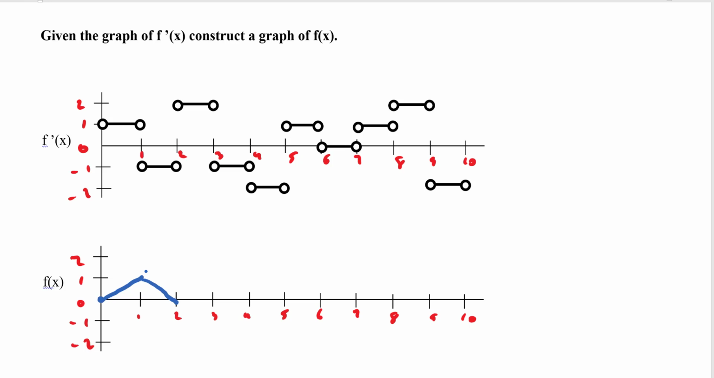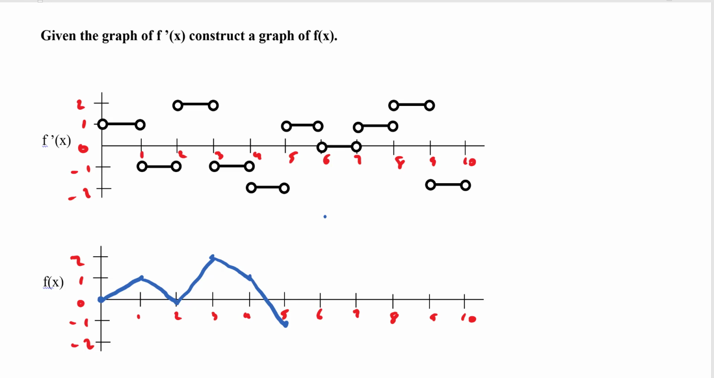Okay. From 2 to 3, the slope is 2. So at 2, I go up 2 over 1 from that point, right? So there's my slope 2. And then from 3 to 4 is -1. So down 1 over 1. Plot the point. Go. The slope from 4 to 5 is -2, so down 2 over 1.